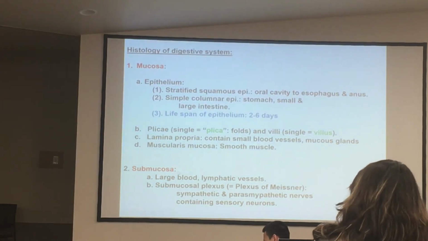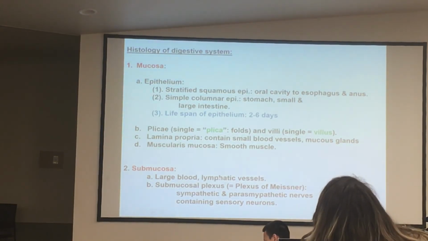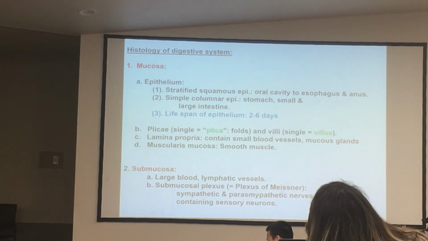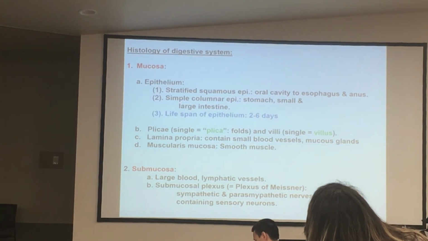And in the submucosa, we see large blood vessels, and we have some neurons there we call submucosal plexus. That means the neurons discovered by Dr. Meissner. So we also call it plexus of Meissner. And this one contains sympathetic and parasympathetic nerves, and it contains sensory neurons. I mean input from outside this epithelial cell. Okay.